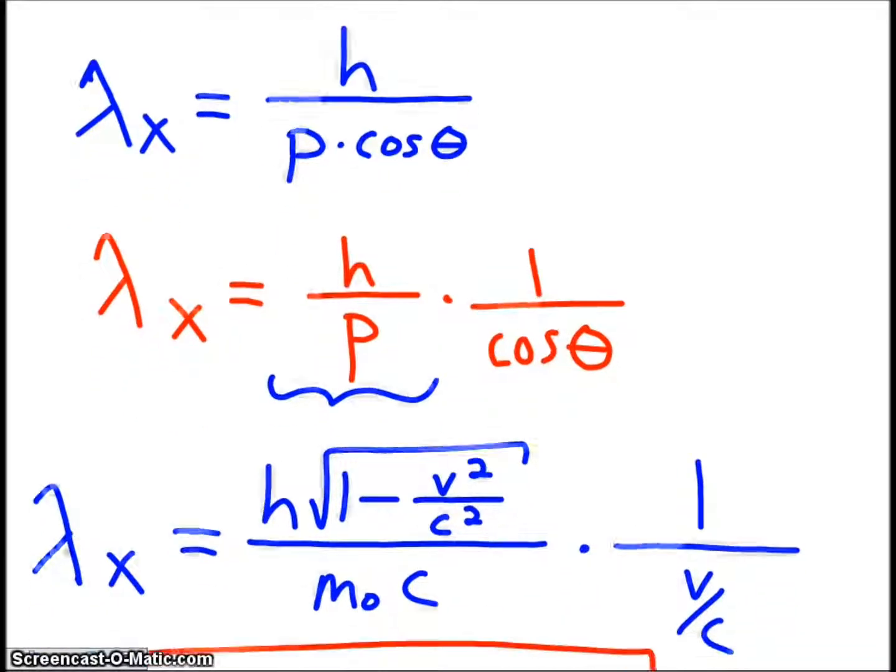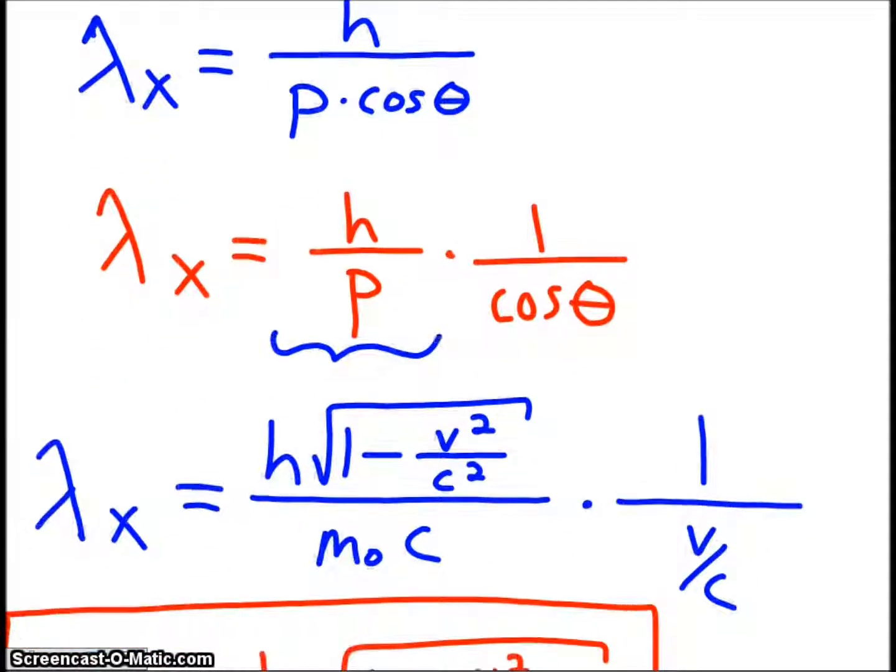And I will separate the p from the cosine theta. And so when we have p in the denominator by itself, we get h divided by p. Well, that's just the generalized wavelength formula. And so we get that result again. The generalized wavelength formula is just h times the square root of 1 minus v squared over c squared divided by the rest mass times c. And remember, cosine theta, again, is just v divided by c, so we plug that in as well.